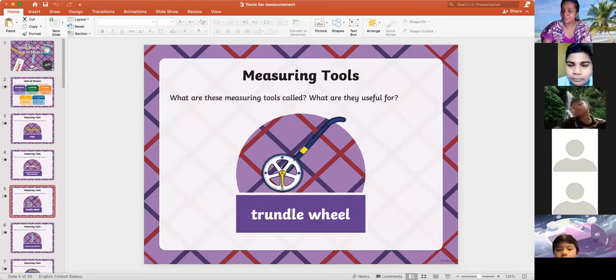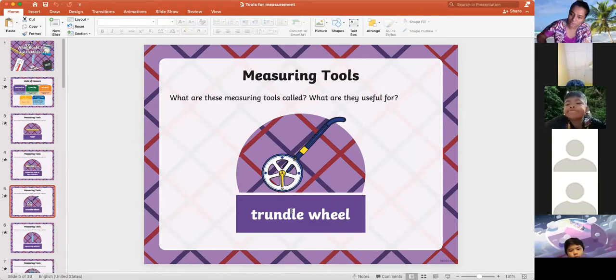Before your sports in school starts, every year we have sports. Before the teacher does the sports, the teacher will go and take the trundle wheel and measure on the field. I want to measure 100 meters on the field. Why? Because you have to run that 100 meters. You understand that? So you want to make sure you exactly run 100 meters.